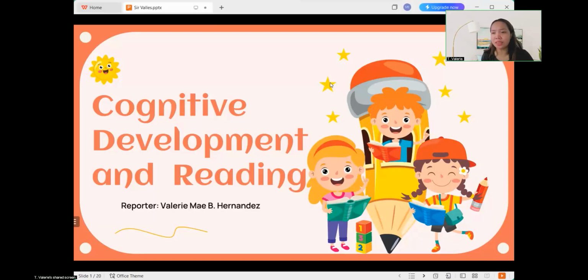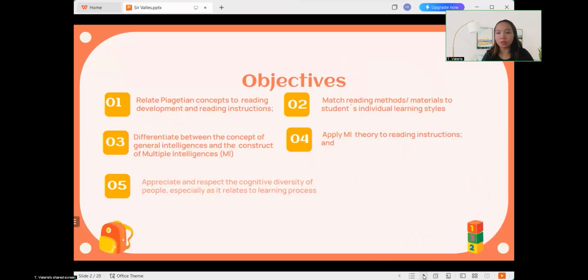Let us start first by defining these two terms, okay? Let's have the cognitive development. When we say cognitive development, it is the process by which the cognitive or mental capacity of a child is developed, okay? Now let's have the reading. So when we say reading, it's the process by which we recognize and understand the words that are written or printed in a material. Okay, now let's have the objectives so that we will be guided throughout my report.